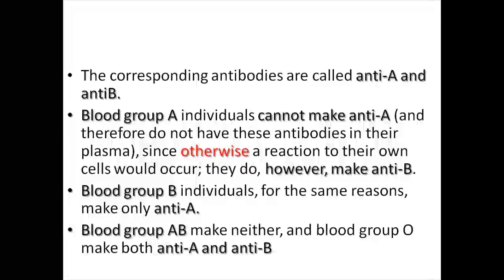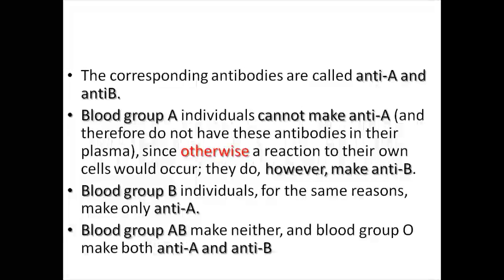So blood group AB makes neither, and blood group O makes both anti-A and anti-B. For those who have blood group AB, they have both surface antigen A and surface antigen B. So the body cannot make either of the antibodies, because if it makes the antibody against A, that antibody will go and fight the cells, since the cells still have antigen A on the surface. The same applies if it makes antibody B. The antibody B will go and fight because the cells have antigen B on the cell surface.